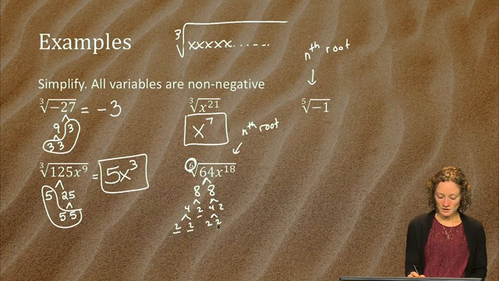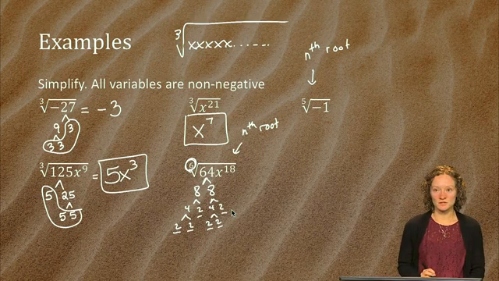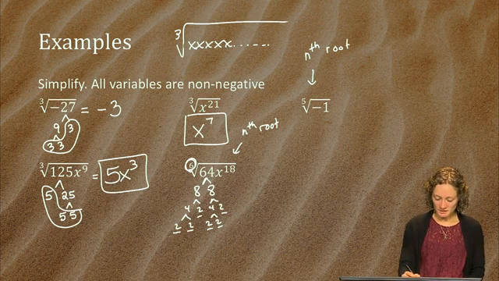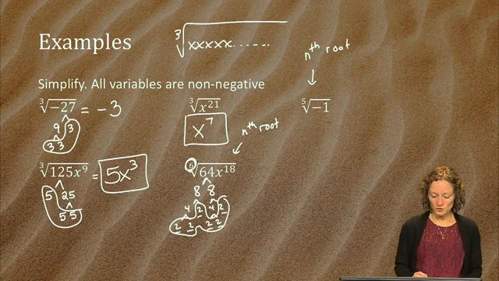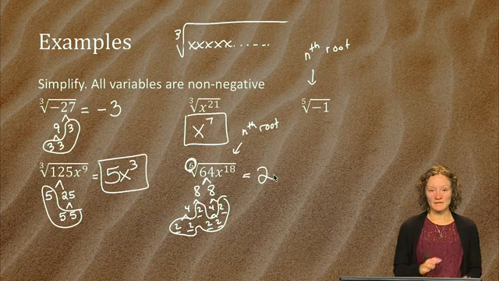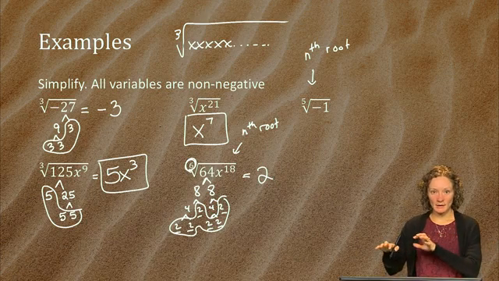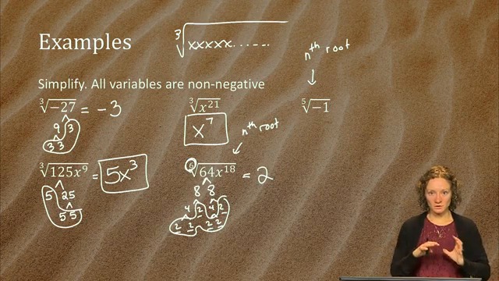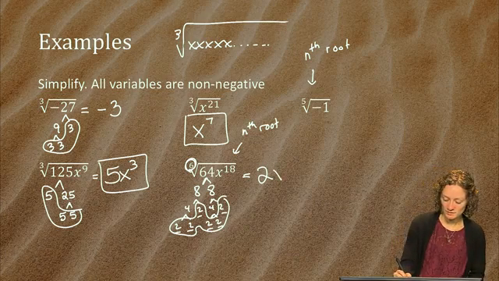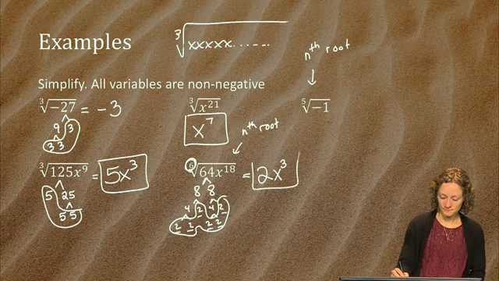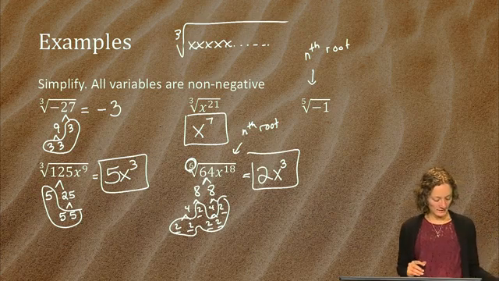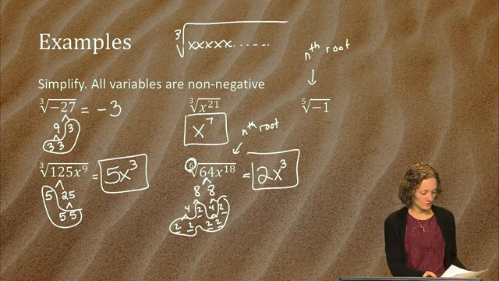And we have 1, 2, 3, 4, 5, 6 2s. We need a group of 6. 1, 2, 3, 4, 5, 6. So a 2 comes out, and then there are 18 x's. How many groups of 6 are there? 1, 2, 3. Divide, and you get 3. So 2x to the 3rd.